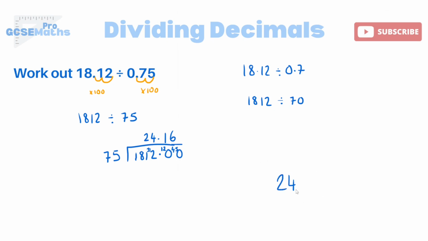24.16. So as long as you change both numbers by the same scale when you're dividing, you then don't need to worry about the scale at the end. This doesn't work with multiplying though, okay, so ignore that for multiplying, this only applies to dividing.